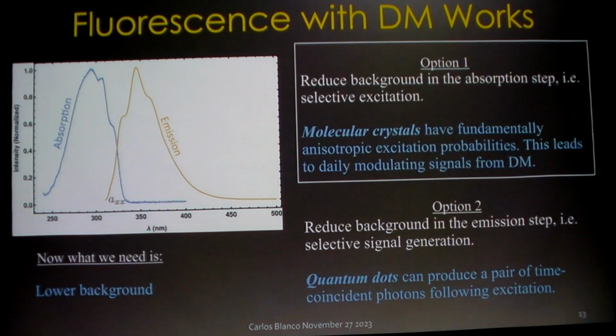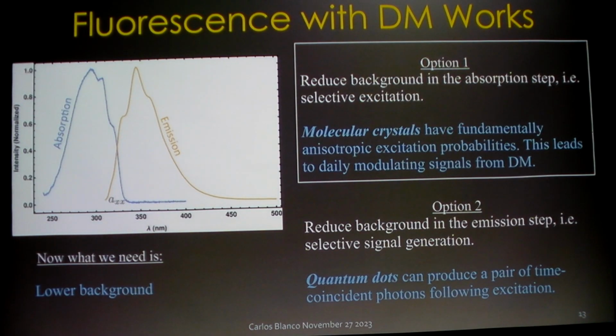Got it. Okay, so we proved that these fluorescence experiments work and they're very effective. So how do you do better than that? Well, I'll tell you about two options. The first option is to go after the slower background, and you can do that one of two ways. The first one is to reduce the background in the absorption step. In other words, if you focus on how you're exciting these molecules, you can get some really strong improvements.